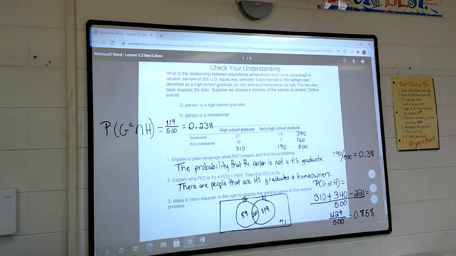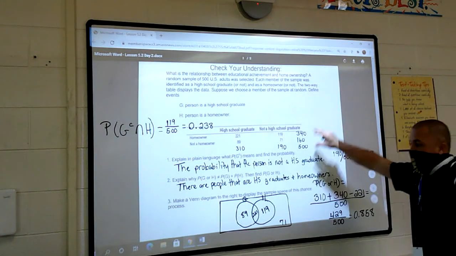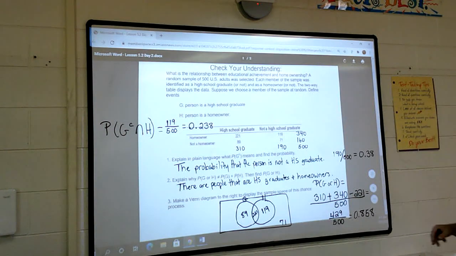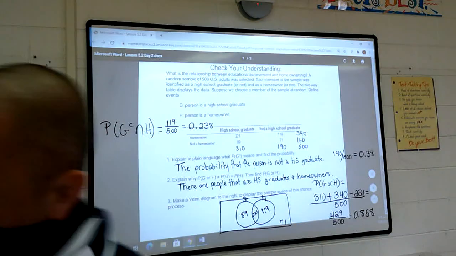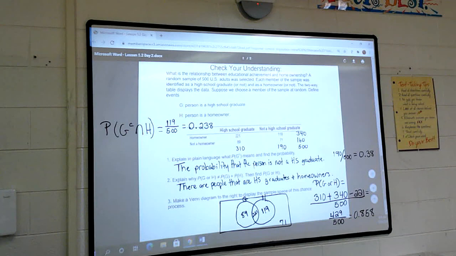So we could ask tons of questions with this. We could say how many are graduates and homeowners, how many are graduates but not homeowners, how many are neither, what percent. Basically you took a two-way table and made it into a Venn diagram. You should be able to take a paragraph of them just saying stuff and make it into a Venn diagram. We could take these questions and ask all kinds of different stuff from the same scenario.